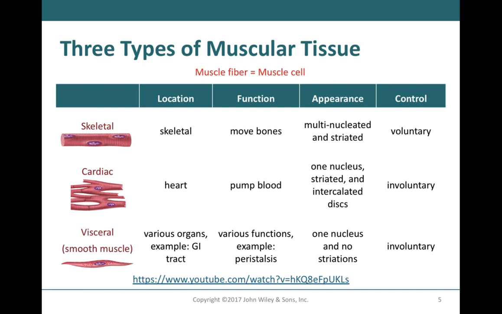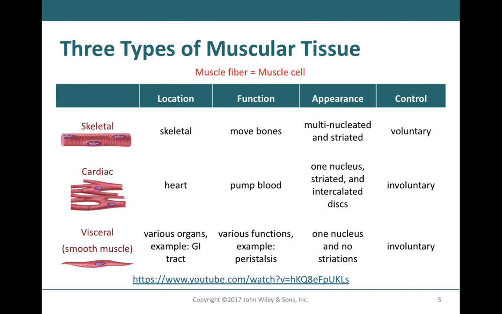So on this slide, we're going to describe the 3 types of muscles. We're going to discuss where they can be found and also what their appearance is. But before I go into the 3 different types of muscles, I just want to take a second to explain muscle cells. So all 3 of these types of muscles look a little bit different, but all muscle cells can also be referred to as muscle fibers.